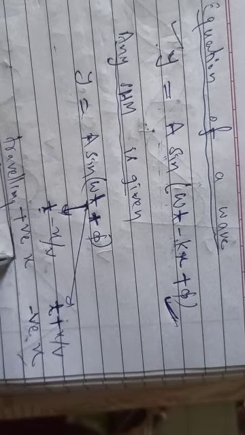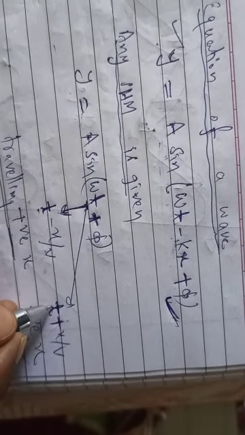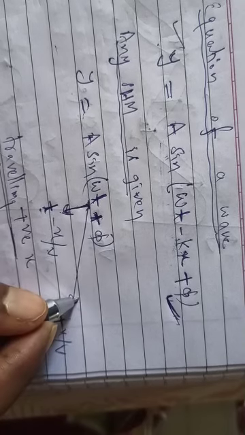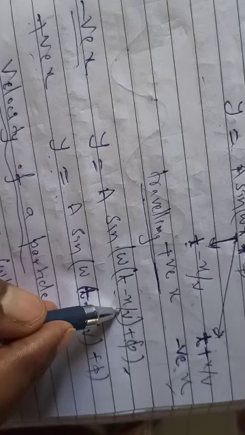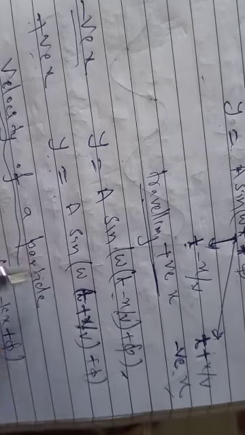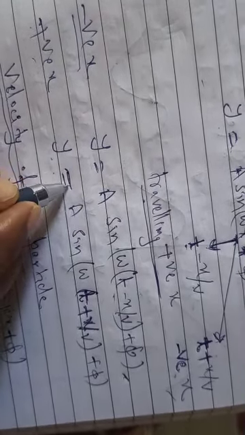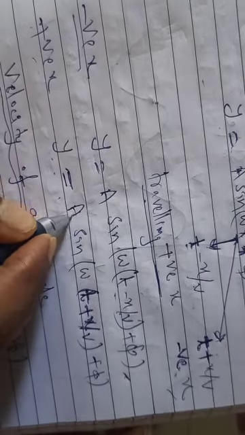you have to replace this t by t minus x by v if the wave is traveling in the positive x direction, and it should be replaced by t plus x by v if the wave is traveling in the negative x direction. Okay, you can just remember that for the positive x the equation will be y is equal to a sine omega into (t minus x by v) plus phi, and for the negative x direction it should be y is equal to a sine omega (t plus x by v) plus phi.